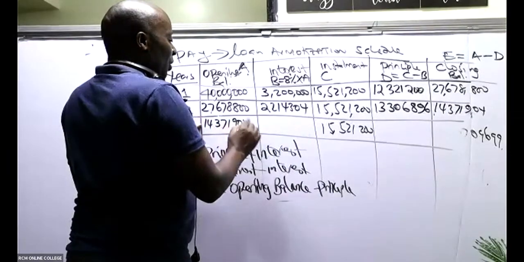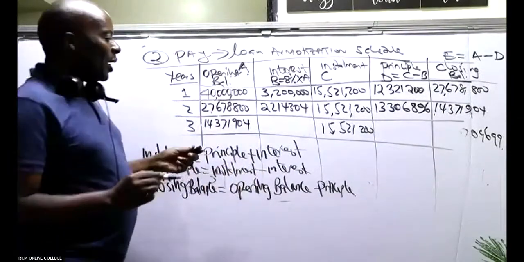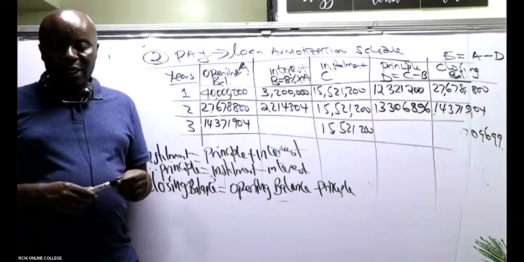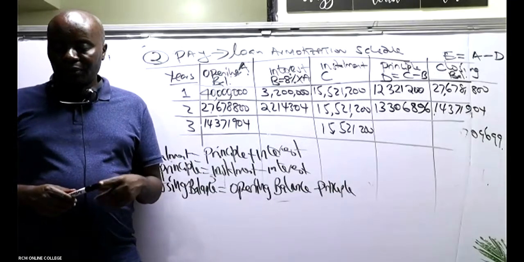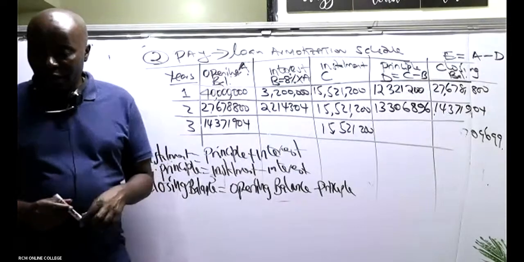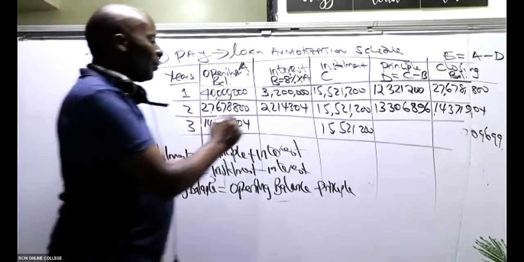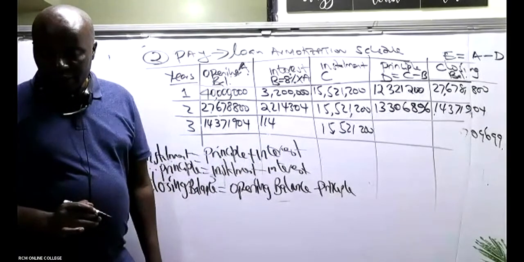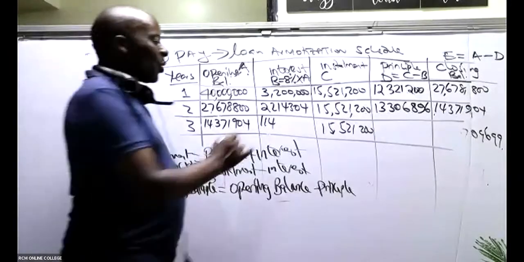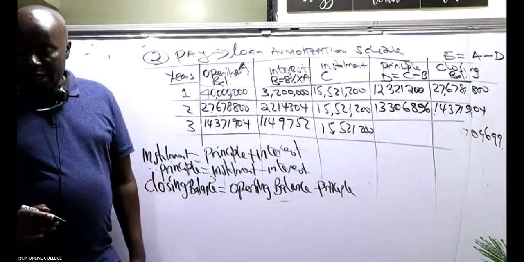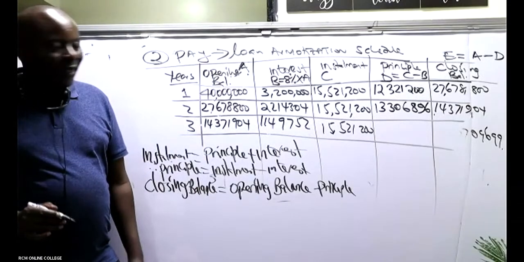14,371,904, like that. So then, are you able to give me the interest here? Are you able to give me the interest for year number 3 as we finish? So we have here 114, 97.52, like that, 149,752 point something, right?